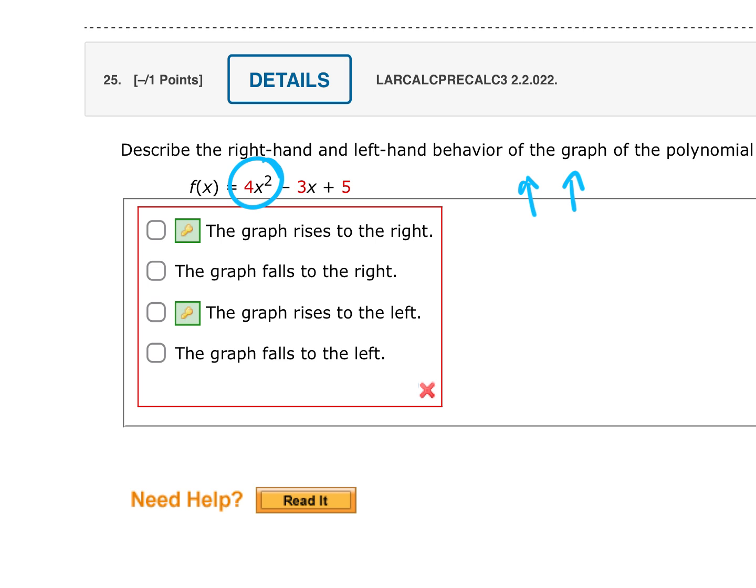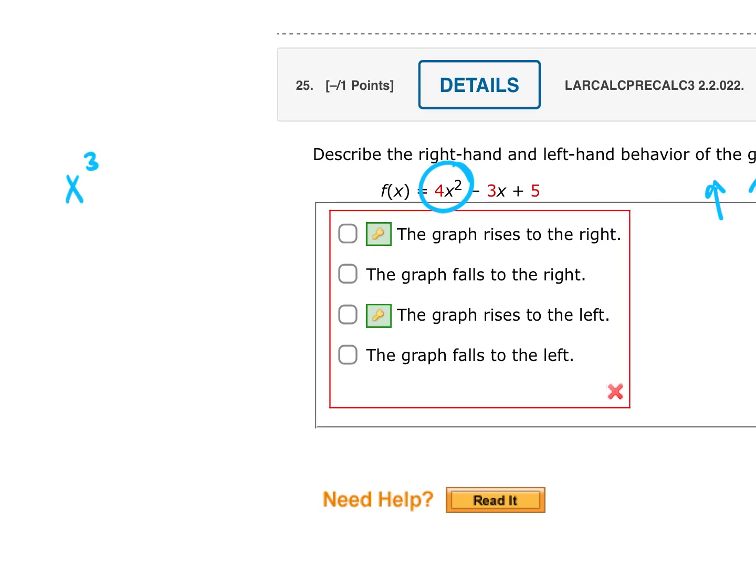If they were odd, they'd go in opposite directions. So if it was like an x cubed graph, it'd look like an x cubed graph with our end behavior. So any odd exponent would have this end behavior. If it's a negative x cubed graph, it would go in the opposite direction. So the overall slope of it would be decreasing.